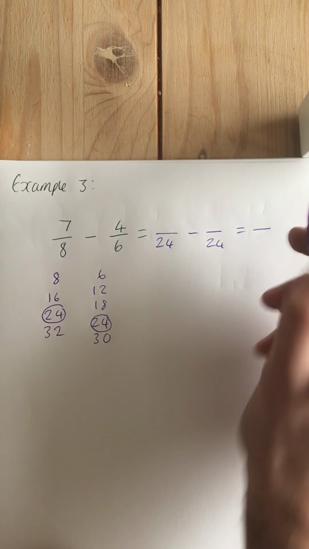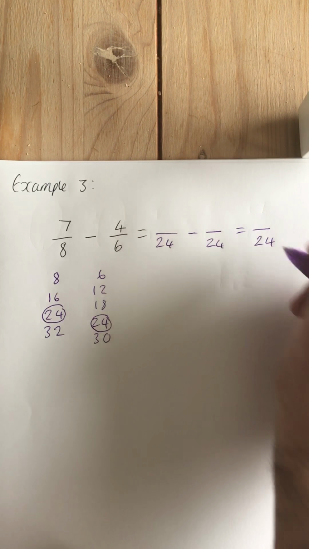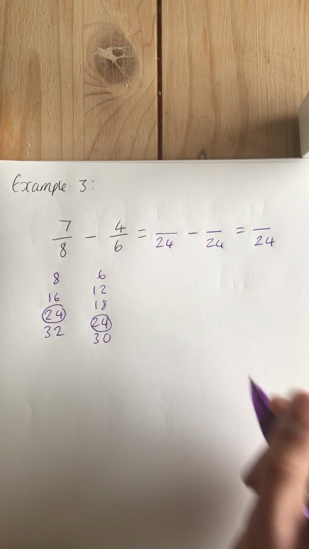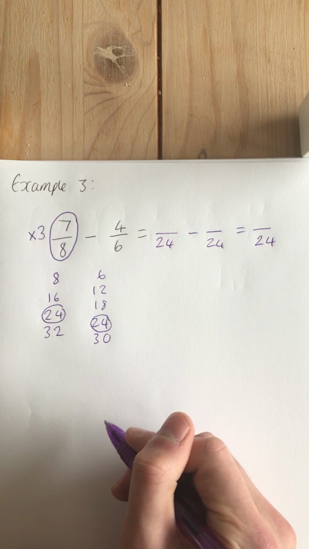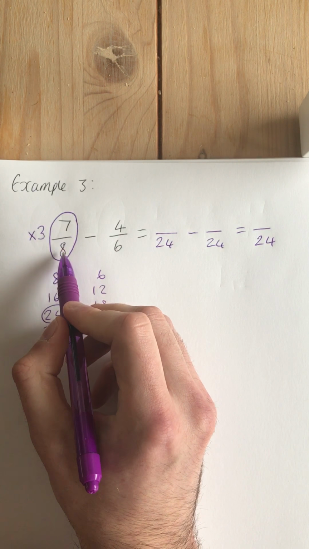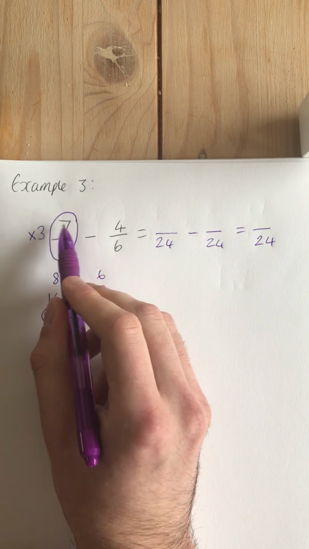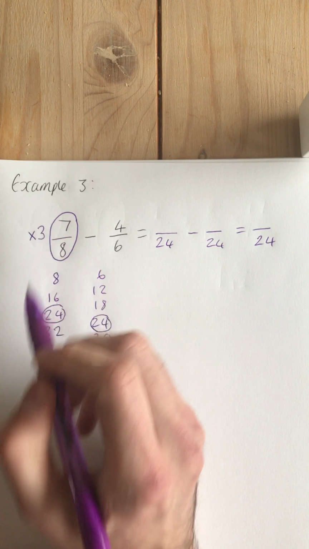As the bottom numbers are the same, they can stay the same, so my answer is going to have the denominator of 24. My next step, I'll look at the first fraction, 7 over 8. I want to know what I've multiplied 8 by to get to 24. In this case it's 1, 2, 3. Whatever I multiply the bottom number by, I need to multiply the top number by. So 3 times 7 is 21.